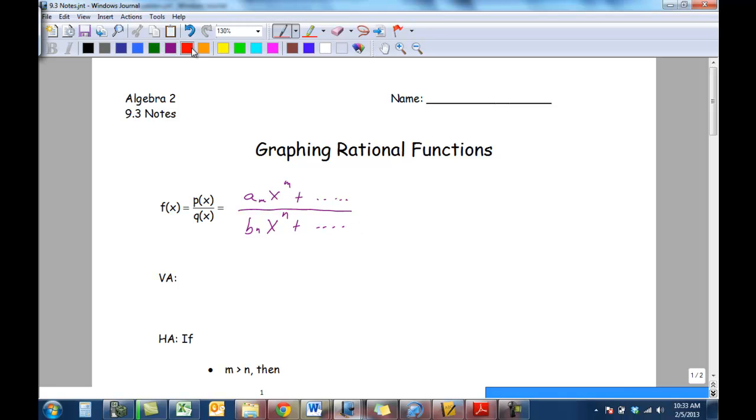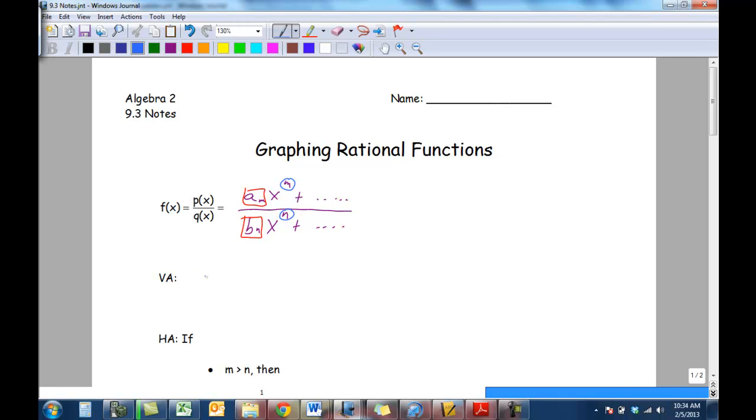Here's what's important. a sub m is just the coefficient in front of x. All right? There's nothing fancy. It's just a coefficient. The same thing with b sub n. They're just coefficients. What's important here are these exponents, x to the m power and x to the n power.